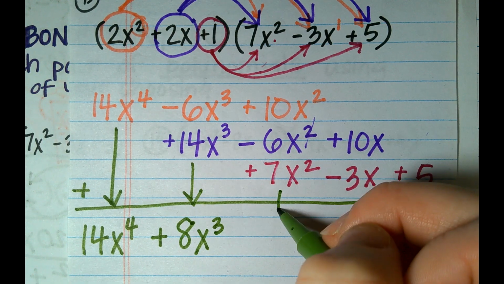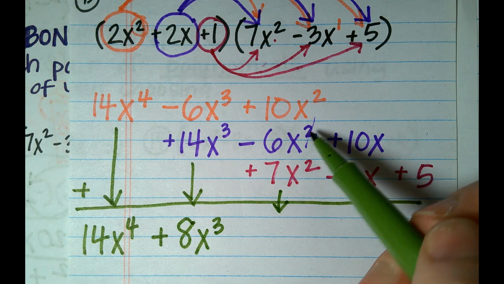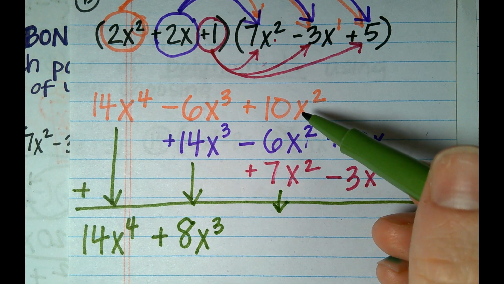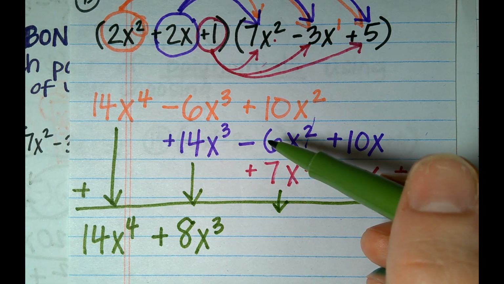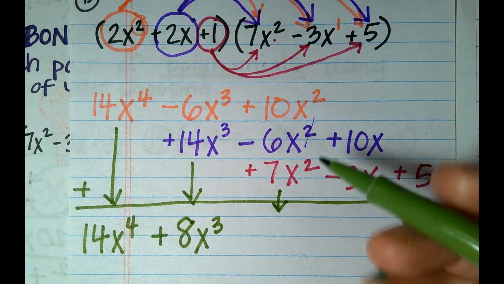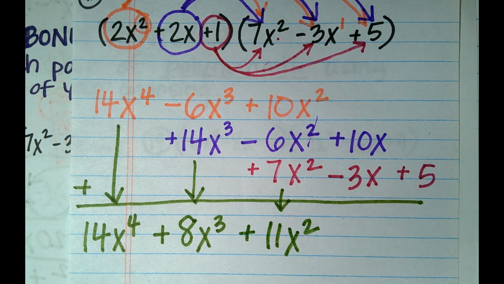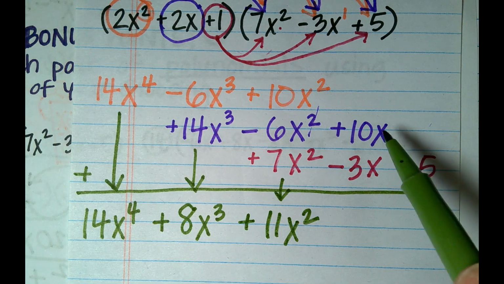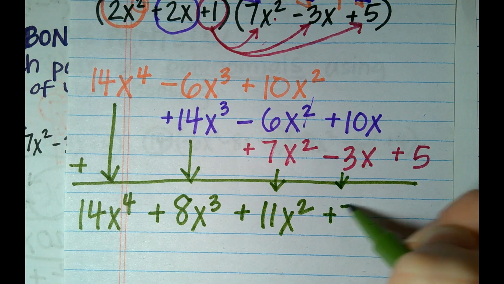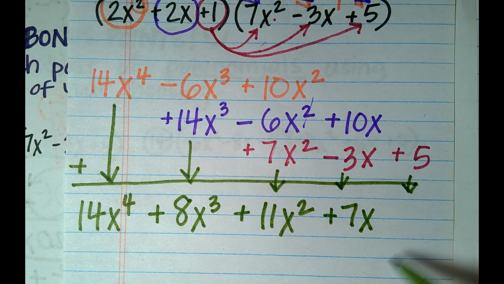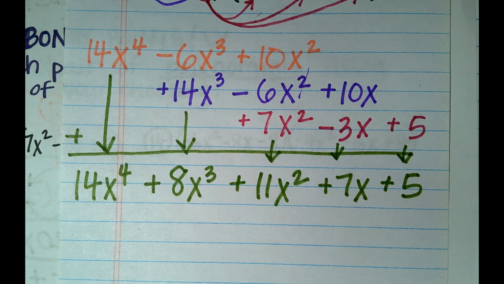Now I have 3 different terms to add up. 10x squared minus 6x squared plus 7x squared. 11x squared. I think so. 10 minus 6 is 4. 5, 6, 7, 8, 9, 10, 11. Yes, 11x squared. Now I have plus 10x minus 3x plus 7x. Good. And just bring down the plus 5. And that's your answer. It's a big one.